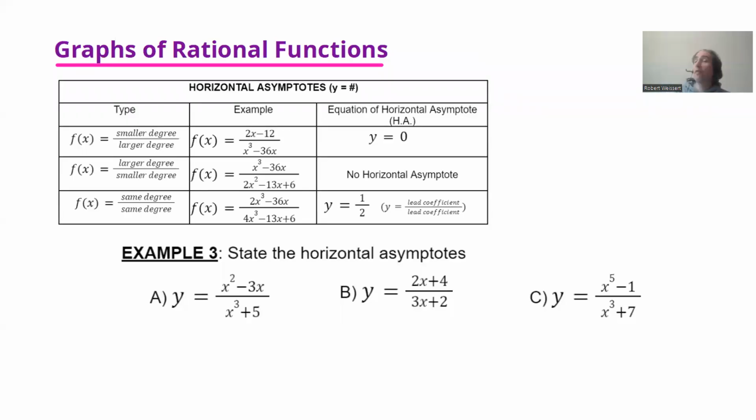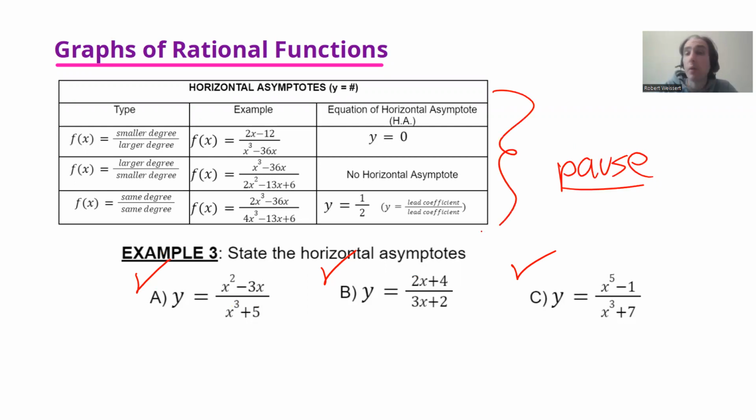Now that you have those 3 rules in your toolbox, identify the horizontal asymptotes for these 3 functions. We've got x squared minus 3x over x cubed plus 5, 2x plus 4 over 3x plus 2, and x to the 5th minus 1 over x cubed plus 7. Pause it, try it on your own. Use these rules to help you. Unpause it, and you can check with me.